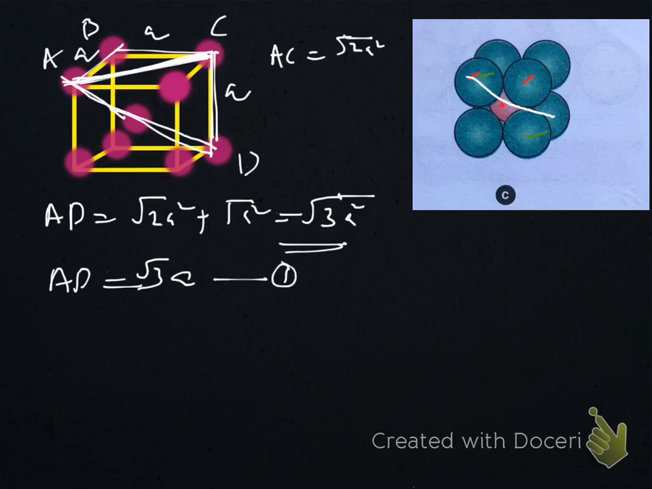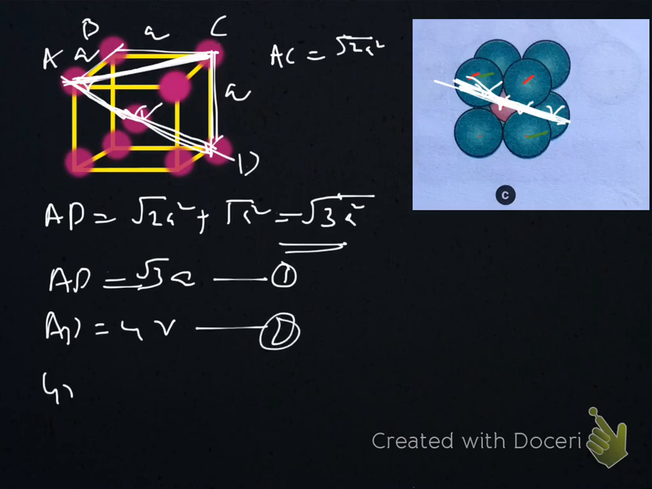This is first relation. Then also you can see that AD is, from the diagram, the body diagonal. Here 3 particles are touching each other. This figure makes it clear. This is 1R, body center you have 2R, and here you have 1R. So AD equal to 4R from 1 and 2. 4R equal to root 3a and a equal to 4R by root 3.